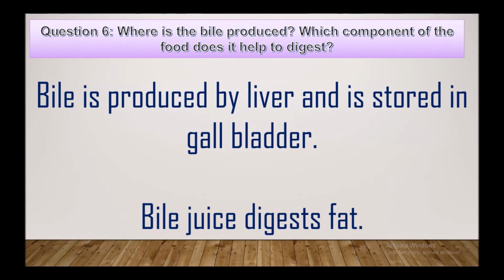Now question 6. Where is the bile produced? Which component of the food does it help to digest? Bile is produced by liver and is stored in gallbladder. Bile juice digests fat.